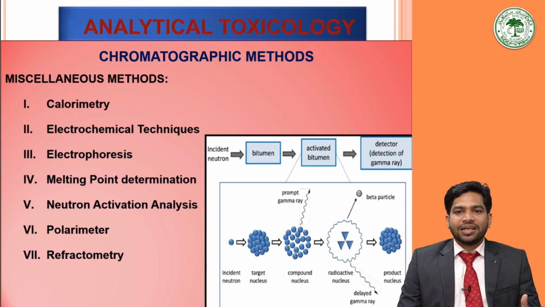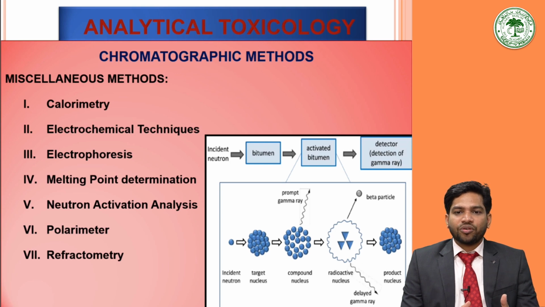Then the electrochemical techniques, that is done through potentiometry, determines the potential of the electrochemical cells, usually at zero current. The potential of the electrode of interest responds, with respect to the standard reference electrode, to changes in the concentration of the drugs.